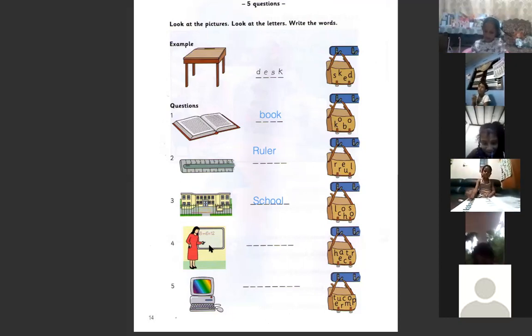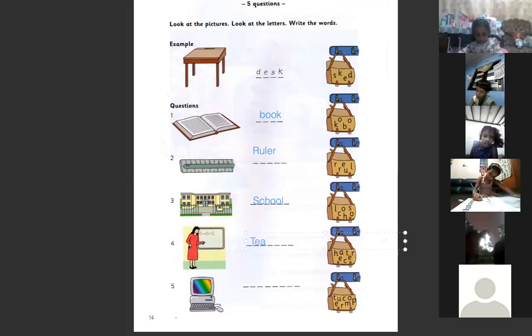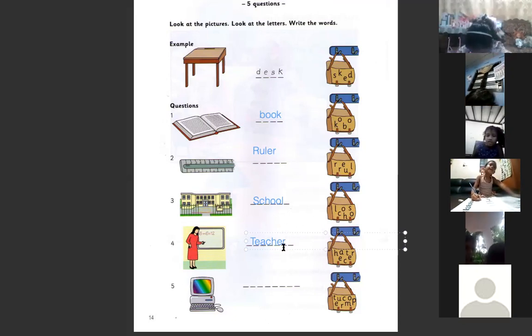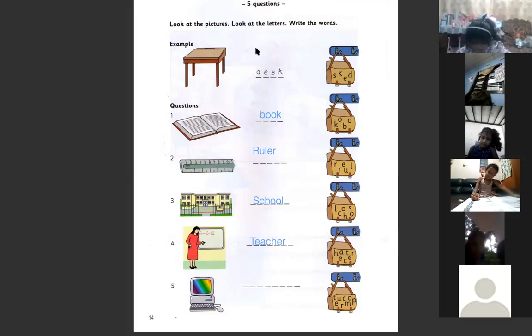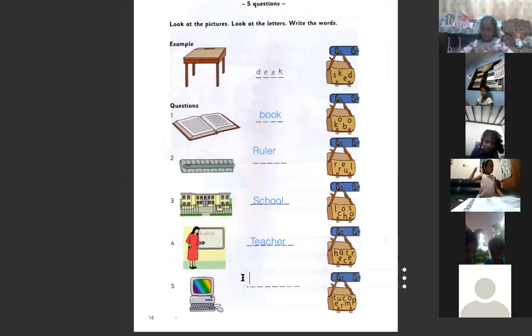Next one, who is this? You know this person? She is the teacher. Yes, very good. Now let's try the word teacher. How can you spell teacher? T E A C H E R. Teacher.